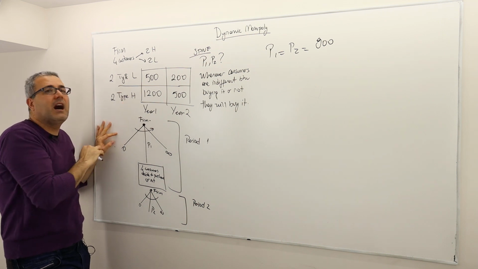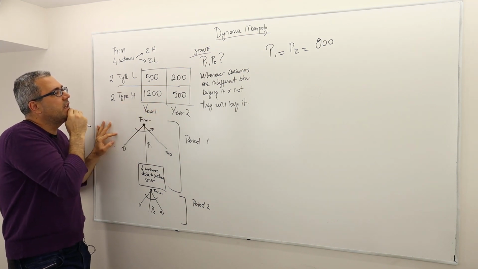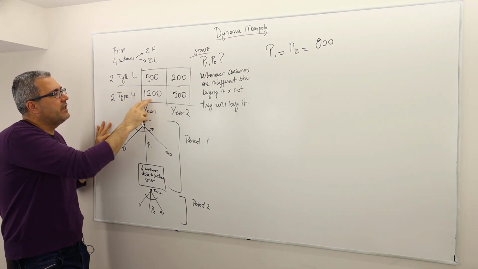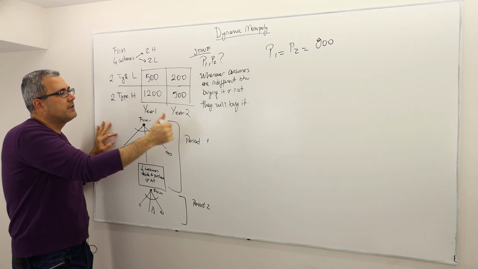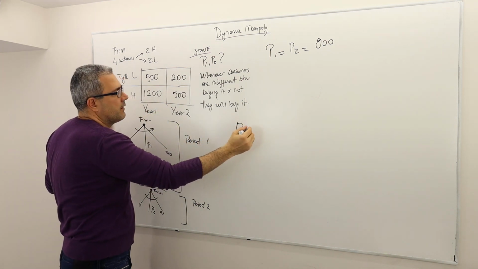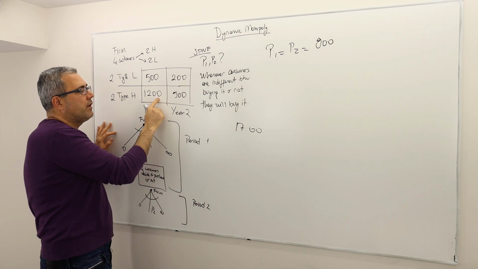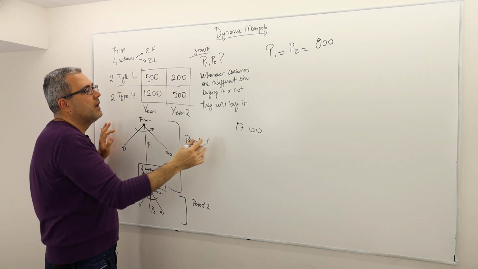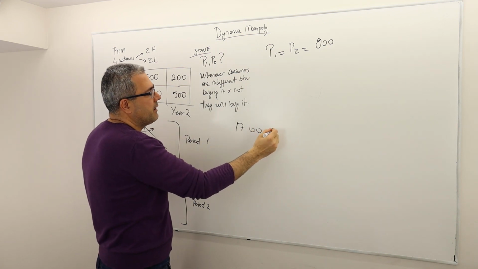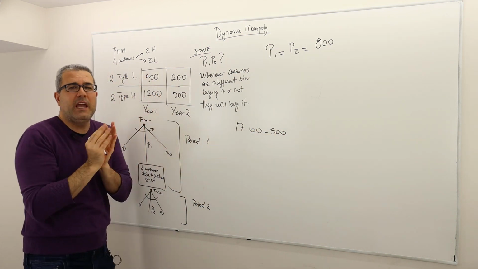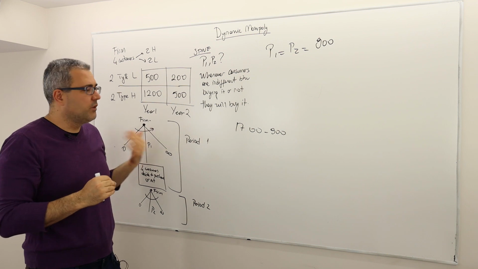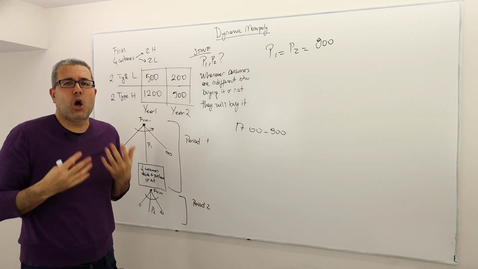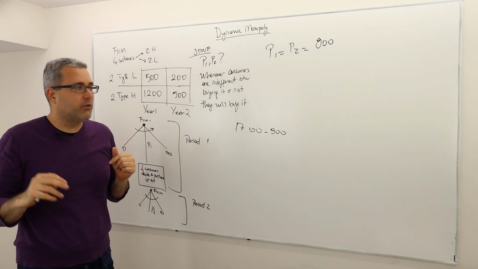What about the high types? Well, the high types look at it and say, hey, today if I buy it, my benefit is going to be 1200 plus 500, 1700, I'm sorry. This is my benefit. And the price I'm going to pay is 900. So I have 800 net benefit, which is higher than not owning this cell phone, which is zero.